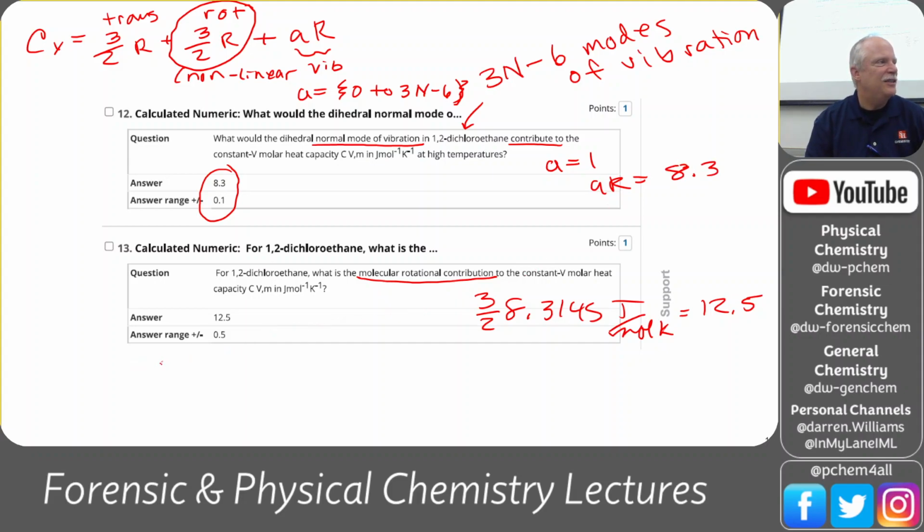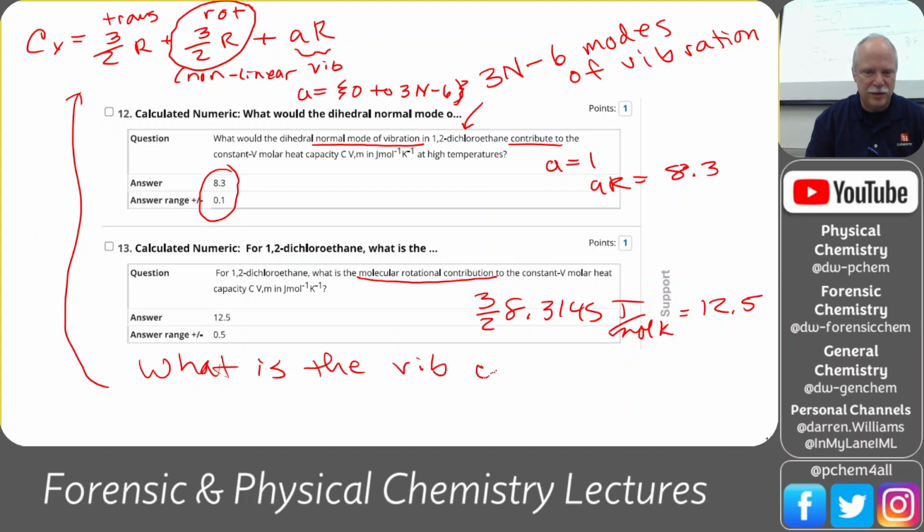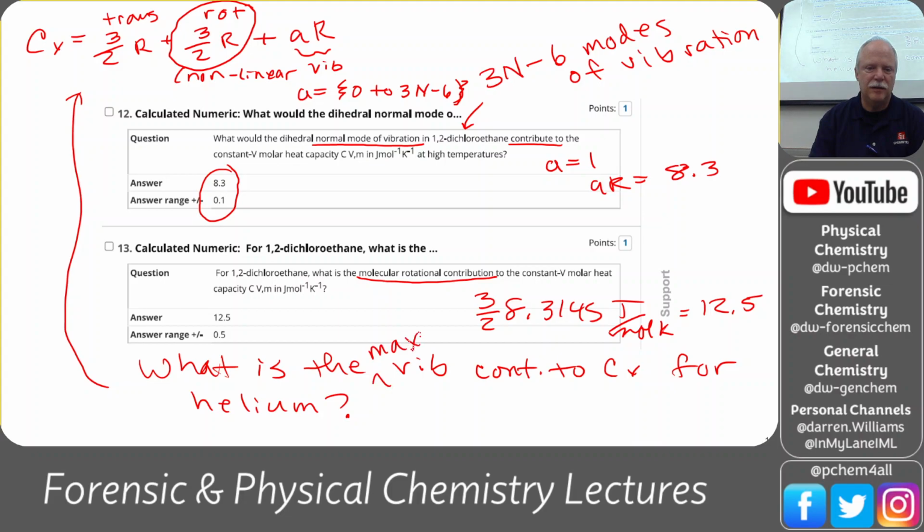So what if I ask you a trick question and say, what's the vibrational component? I probably wouldn't realize you were tricking me. Yeah, I know. That's why I'm doing it now. Okay, I'm trying to trick you. What is the vibrational contribution to CV for helium? I can say max, right? Because then you're thinking 3n minus 6, right?